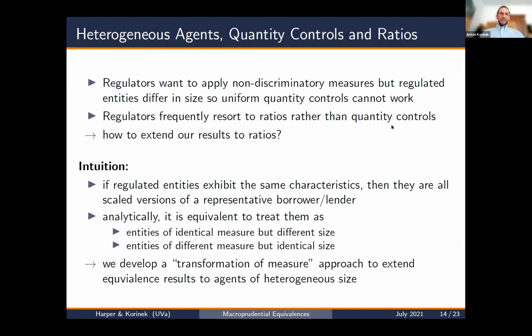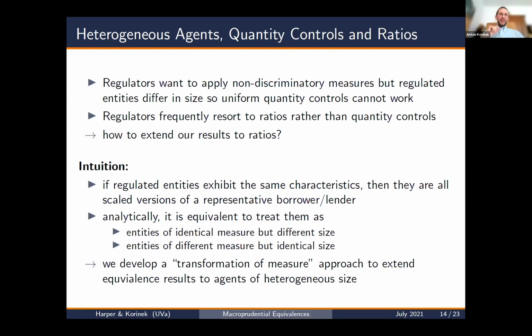So now the next thing, as I promised, is that we extend this setting to ratios. Why do we have ratios in the real world as opposed to price and quantity controls? Well, ratios as opposed to quantity controls: I think one of the main reasons is that regulators want to apply non-discriminatory measures, but regulated entities differ in size. That means uniform quantity controls cannot possibly work. And regulators resort to ratios as a substitute for these quantity controls when agents differ in size.